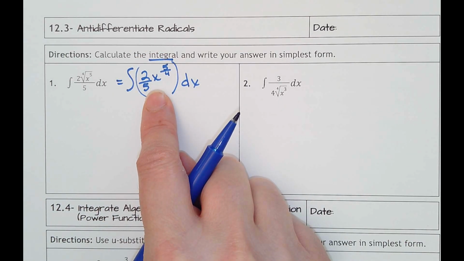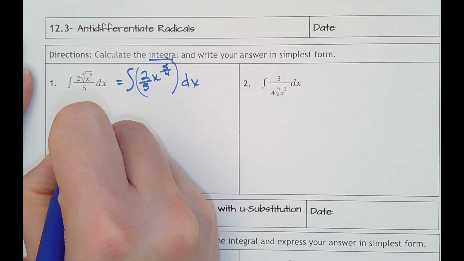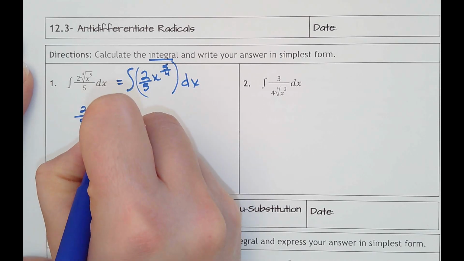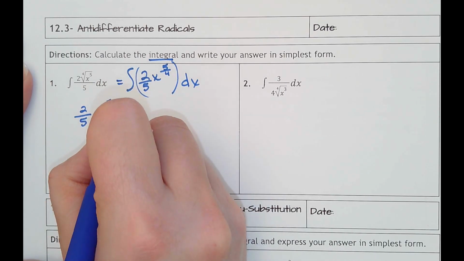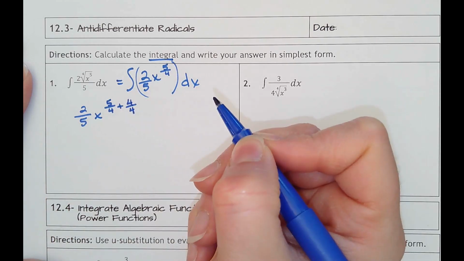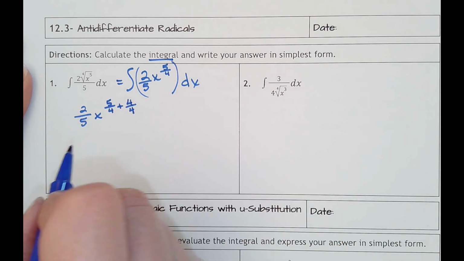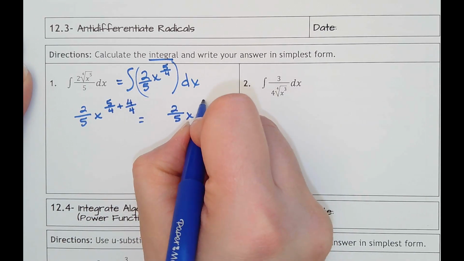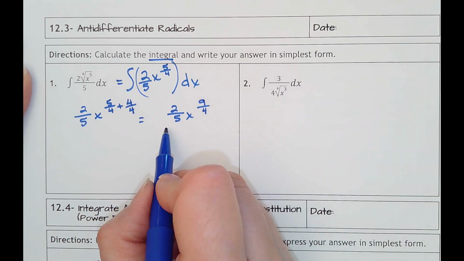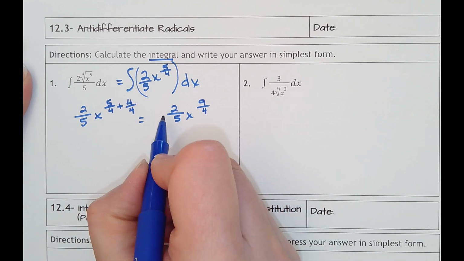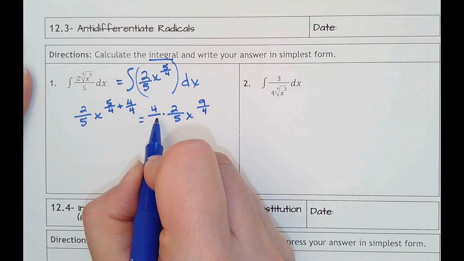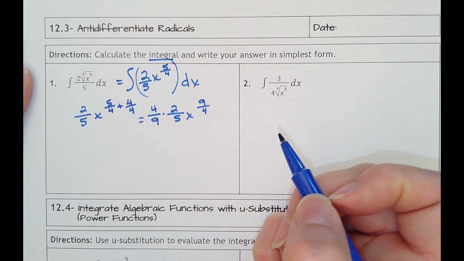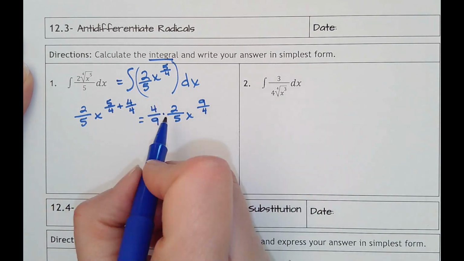Okay, so I'm going to have to add 1 to the power. So let's think about this. 5/4 plus 1 whole, it's got to have a common denominator of 4, so that'd be 4/4. That would get 2/5 x to the 9/4. And then instead of dividing by 9/4, I would rather multiply by 4/9. Okay, so dividing by a fraction, same thing as multiplying by the reciprocal.